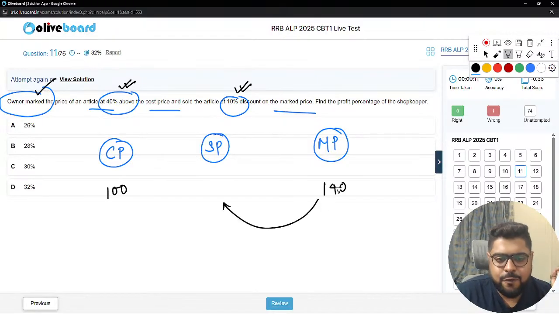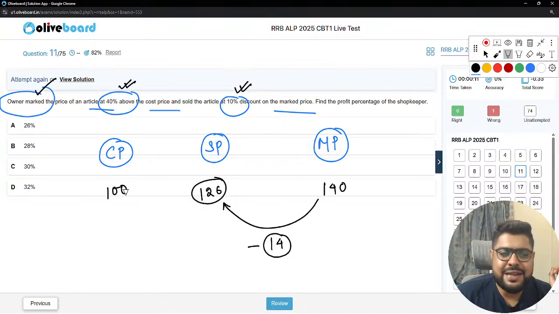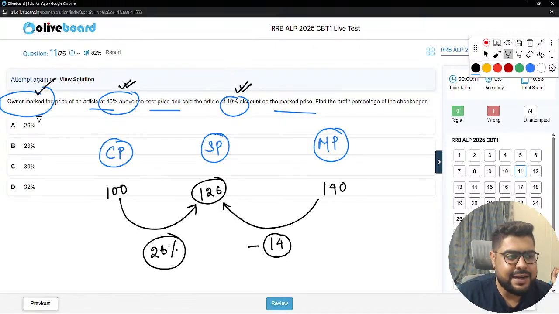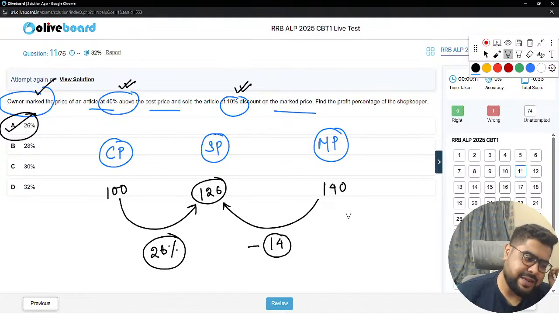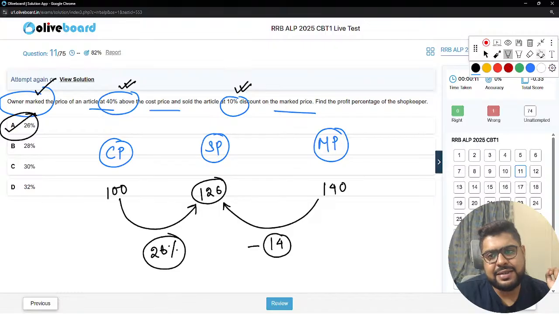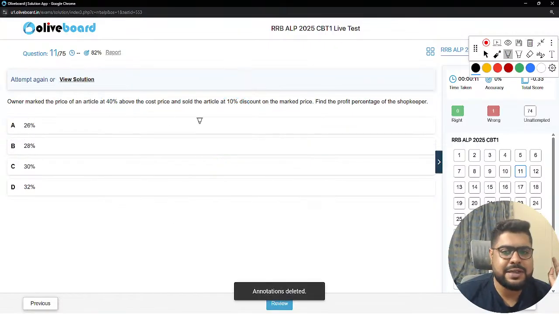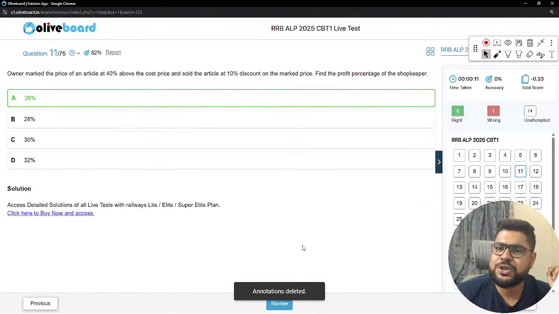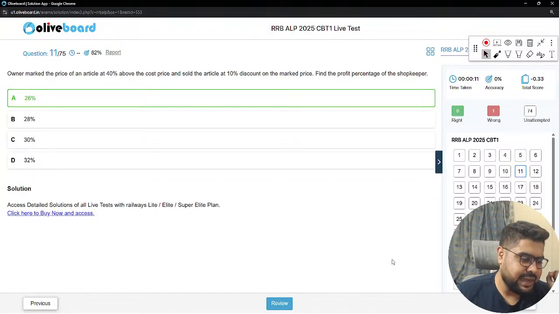10% discount of 140 means 14 rupees discount. So it has been sold at 126 rupees. What is the profit percentage? 26% profit. That's your answer, option A. Yes, Kamal, Reena, again you guys are correct. Option A, 26% is the correct answer. Clear, everyone?